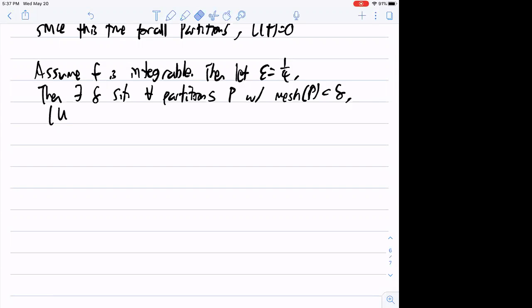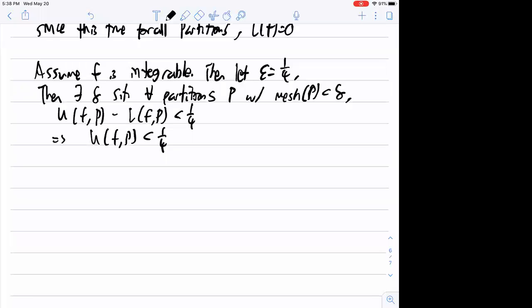I don't know why I put parentheses here. U of Fp minus L of Fp is less than epsilon. In other words, sorry, less than a fourth, since epsilon is a fourth. We sort of showed L of Fp is 0, so basically U of Fp is less than 1/4. Okay, so what we're going to do is you always want to change this to something with rational points.